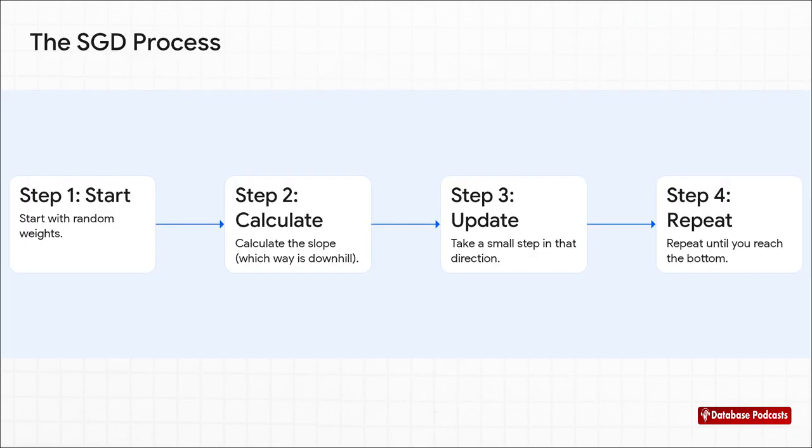And the way it works is this surprisingly simple loop. The network starts at some random point on the slope, it calculates the steepness right where it is to see which way is downhill. Then it takes a small step in that direction, and it just does that again and again and again. What's so amazing is that this simple iterative cycle of check, step, repeat is the absolute foundation of how almost all modern AI learns.